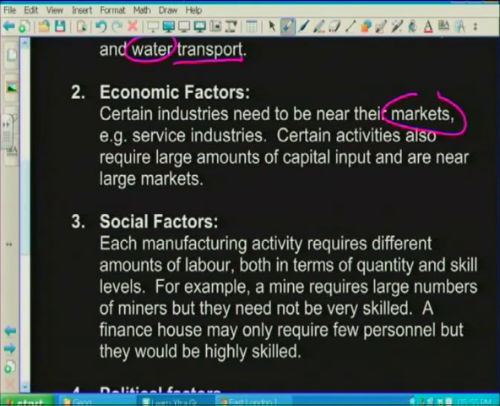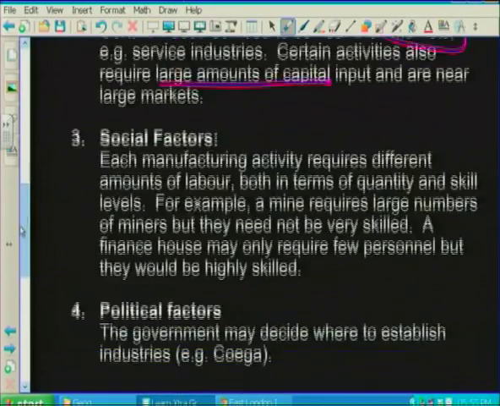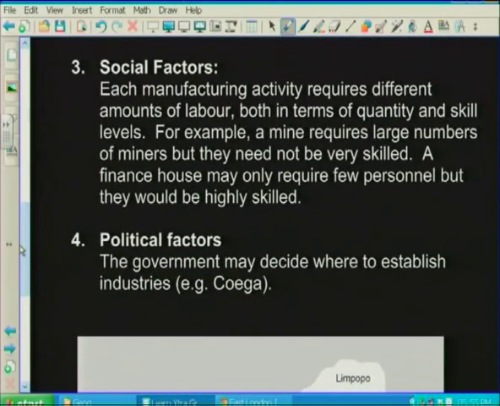Right, so certain activities need a large amount of capital as well. That's money, right? Investment, it's going to cost a lot of money to start this factory off or to get going. Socially speaking, there's all sorts of things.